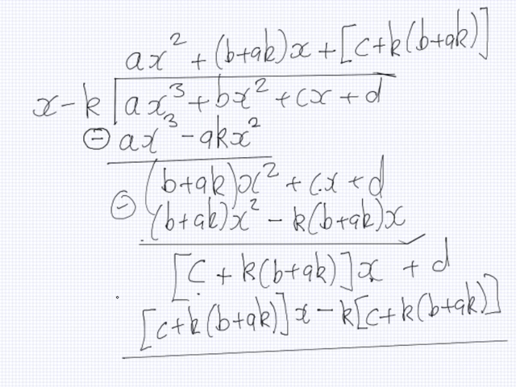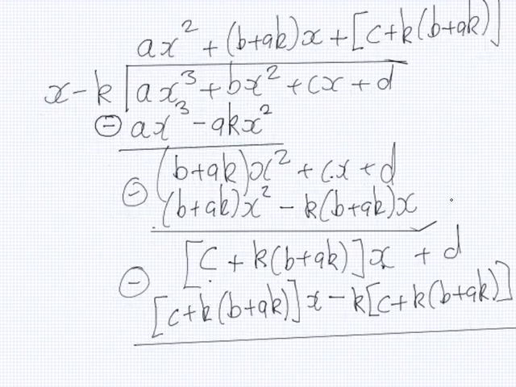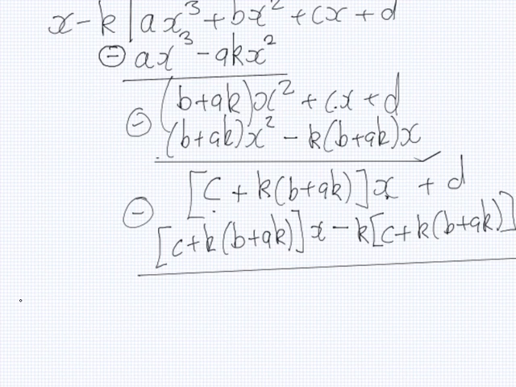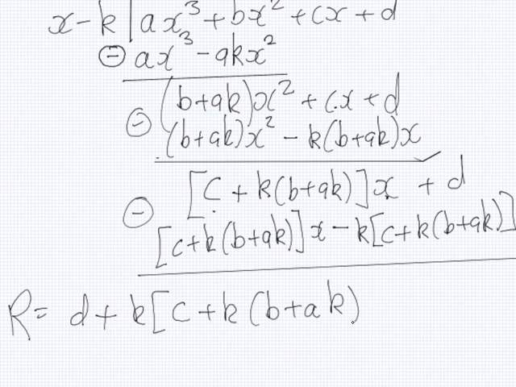When I minus for the last time, what do I get at the bottom? No, what will it be called at the bottom? It's the remainder, okay? So these cancel, and what I have left at the bottom is the remainder. The remainder will be d plus k(c plus k(b plus ak)). Now, in a way, we found the formula for the remainder. This is the formula to calculate the remainder, but we can simplify this. So let's see what happens when we simplify.